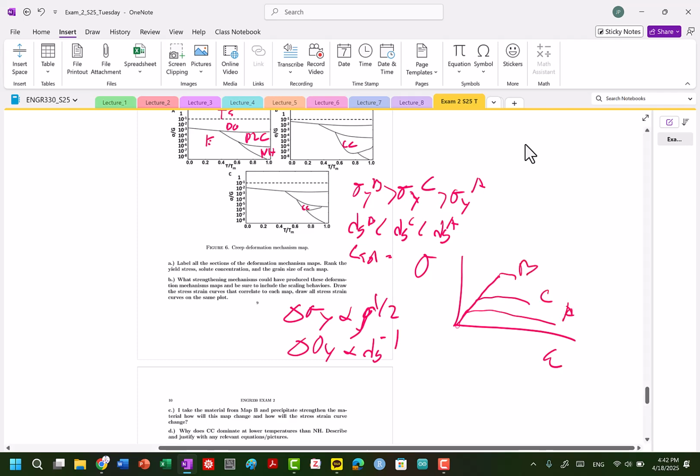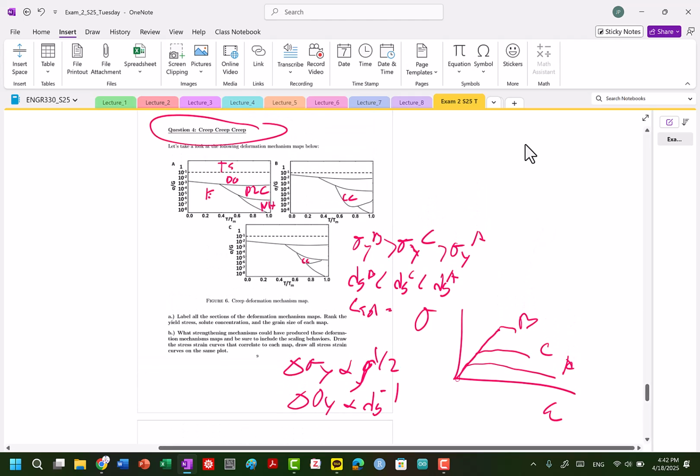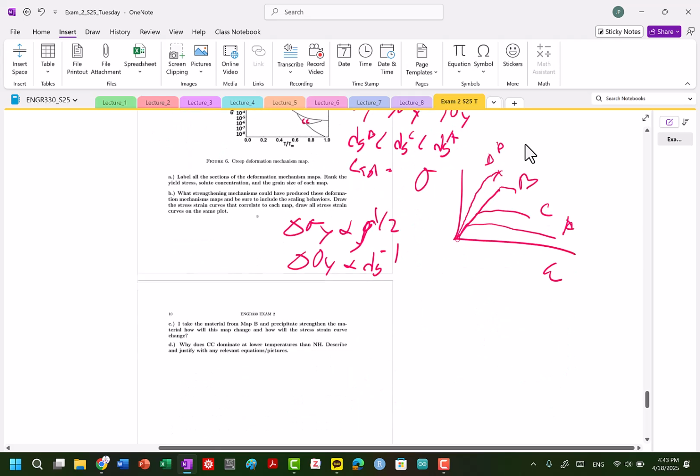There we go. I take material from B and I precipitate strengthen. How will the map change? How will the stress strain curve change? So it would get even closer and higher here. And if I precipitate strengthen this, probably a steeper slope, and it fails even earlier. So this is B, precipitate strengthened.